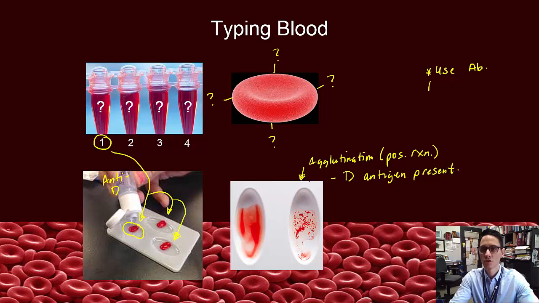Okay, so we can use antibody to check for antigens, because we know if we add an antibody and we get a reaction, that means that whatever antibody I'm using, the antigen is present on those cells. Okay, so in this case, if we got a reaction, this would be a positive blood type.